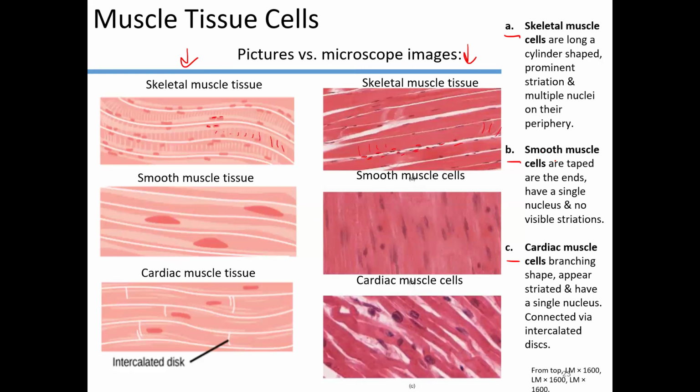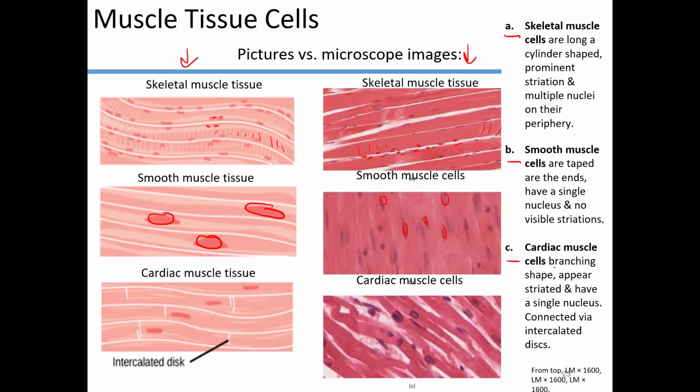When it comes to our smooth muscles, they're going to be tapered at the end, and they're going to have single nuclei with no visible striations. So in the picture over here, you can see we have large nuclei, and then underneath the microscope, you can see we have more of those as well.